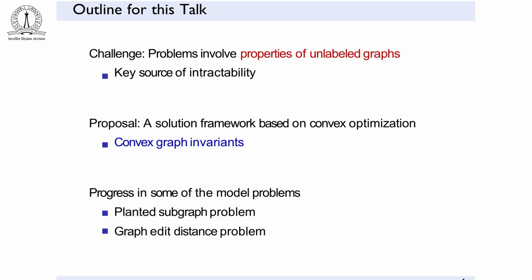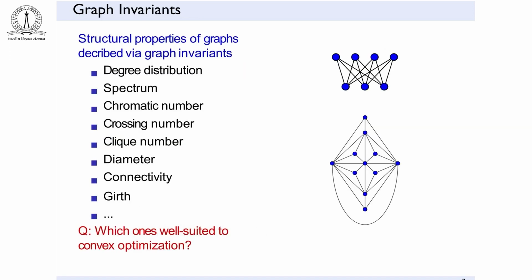So what that means, when is it meaningful to even talk about convexity? Convexity is a property, like we discussed in the previous lecture, that's defined over Euclidean spaces. Graphs, you don't typically think of them as objects in Euclidean space. And so all of those are things we need to understand and resolve. And I'll talk about progress in two of the model problems, the first two that I described, planted subgraph and graph at a distance. Okay?